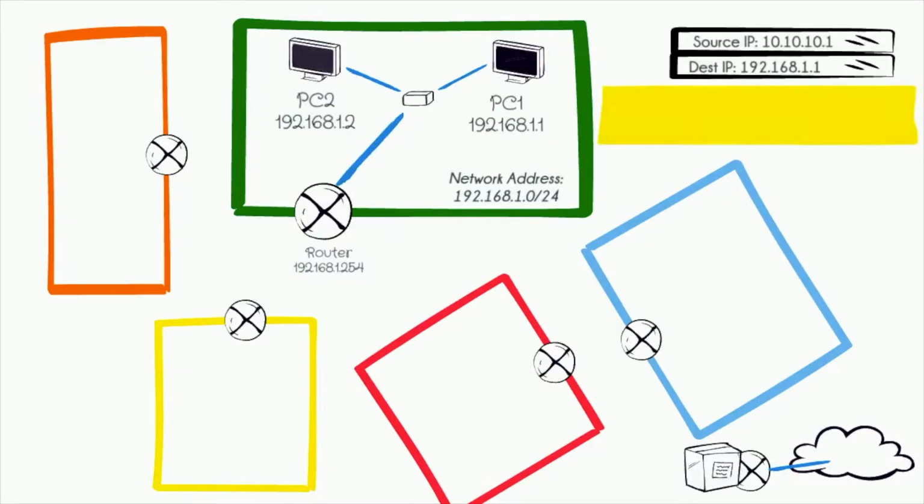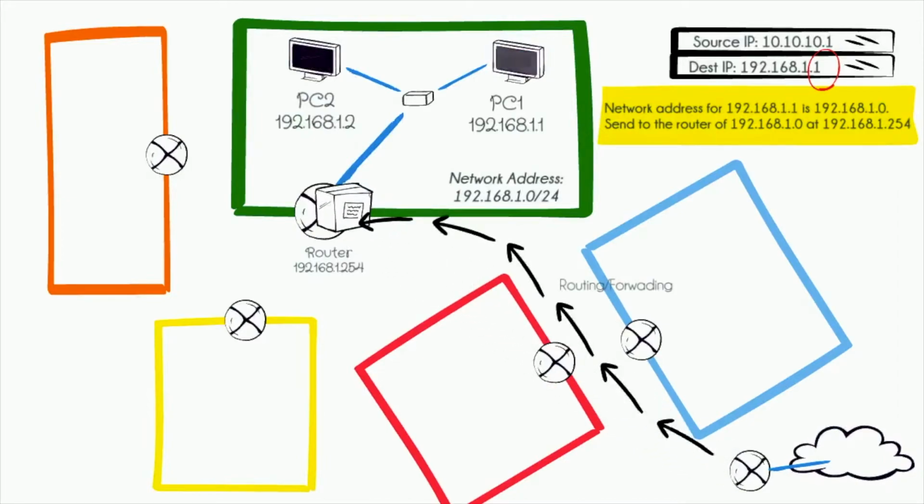Imagine someone on the internet sends a packet to PC1. The outsider used the IP 10.10.10.1 as seen in the source IP of the packet. The packet is going to PC1 with the IP 192.168.1.1. For end-to-end delivery of this packet, the remote router must first find out the destination network address that PC1 is located in, which is 192.168.1.0. All packets going to this network must be sent to the edge router of the network, which has the IP 192.168.1.254. So in general, packets are forwarded to other networks across multiple routers based on the destination network address.